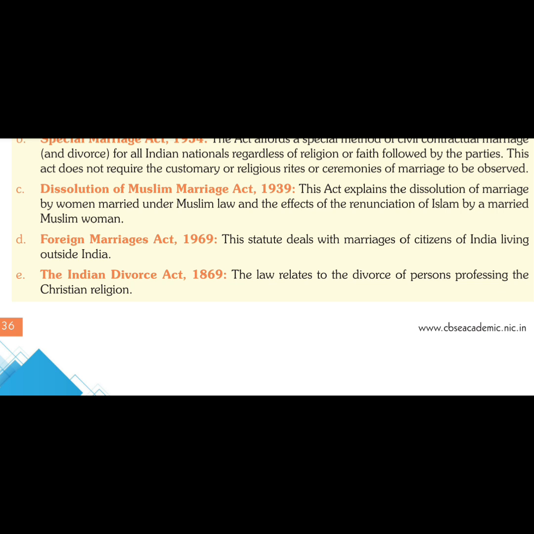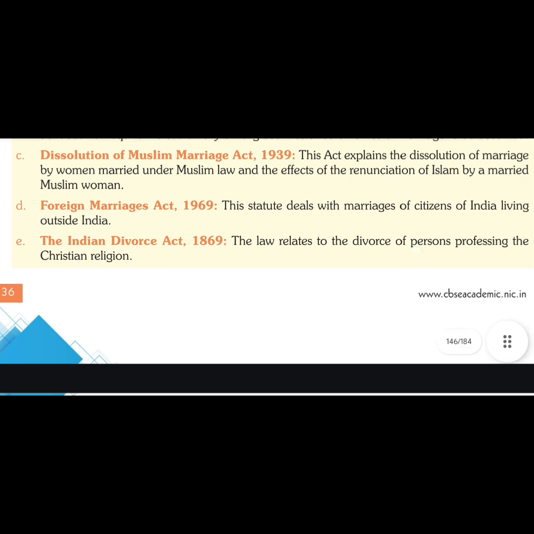Dissolution of Muslim Marriage Act explains the dissolution of marriage by women married under Muslim law and the effects of renunciation of Islam by a married Muslim woman. So this basically applies to married women of the Islamic religion, under which what would be the effects of dissolution, how they will, or what laws they can avail to get their marriage dissolved, and if a Muslim married woman is renouncing इस्लाम को छोड़ रही है वो, तो उसके इफ़ेक्ट्स क्या होंगे.